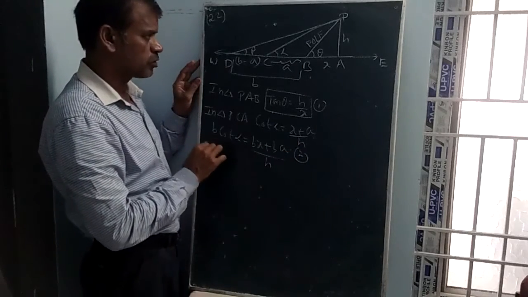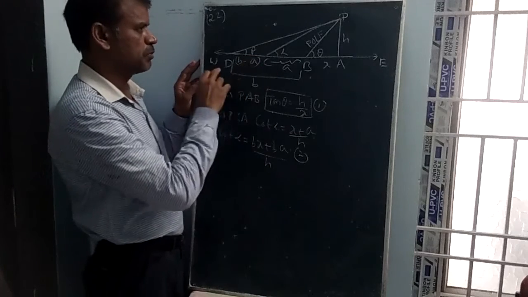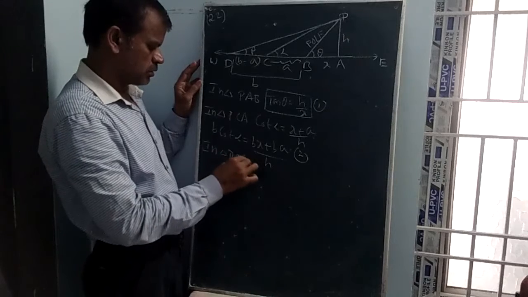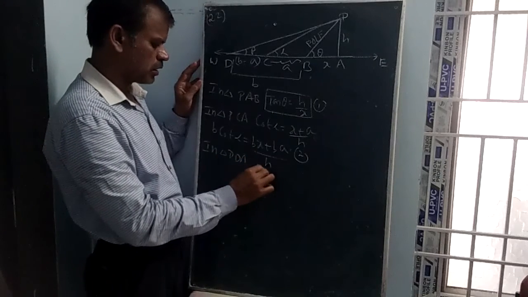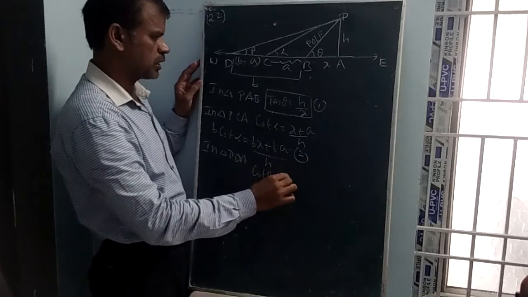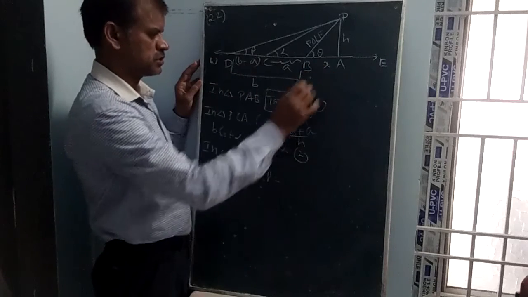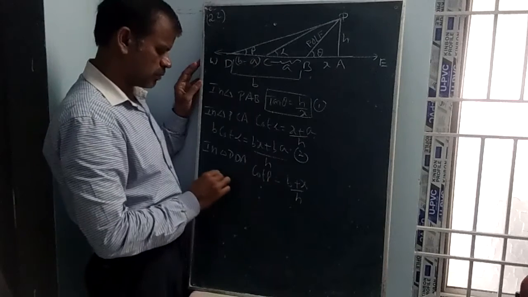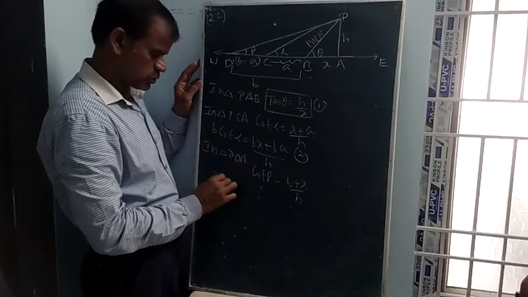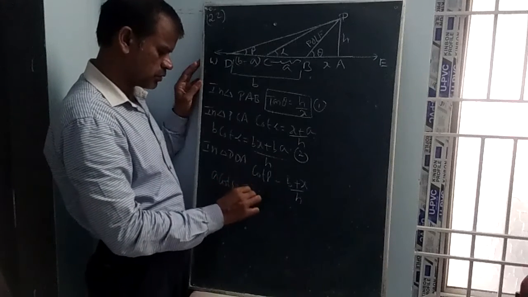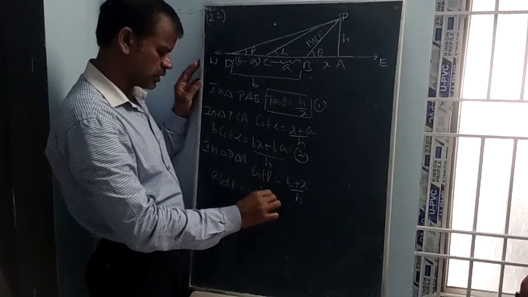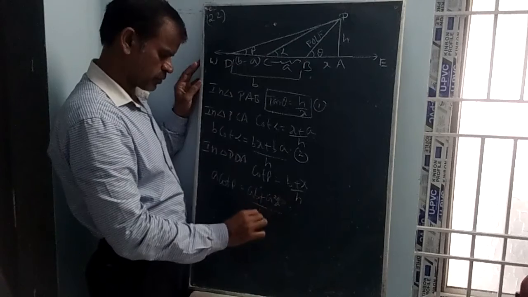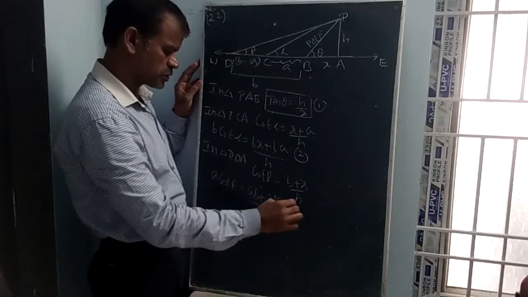Now take the full triangle PDA. In triangle PDA, cot beta is equal to b plus x by h. Now multiply with a on both sides. So a cot beta is equal to ab plus ax by h. Let it be the third equation.